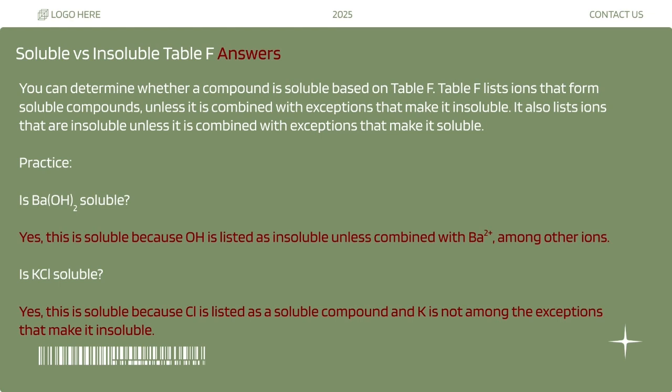Is Ba(OH)2 soluble? Yes, this is soluble because OH is listed as insoluble unless combined with Ba2+, among other ions. Is KCl soluble? This is also soluble because Cl is listed as a soluble compound, and K is not among the exceptions that make it insoluble.